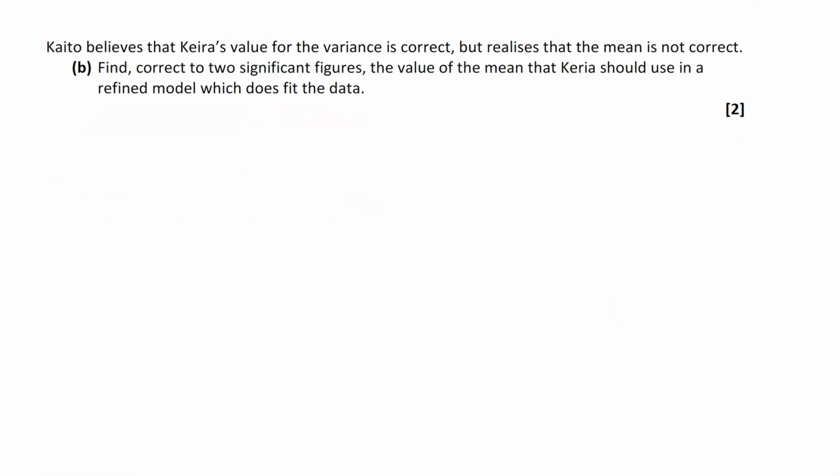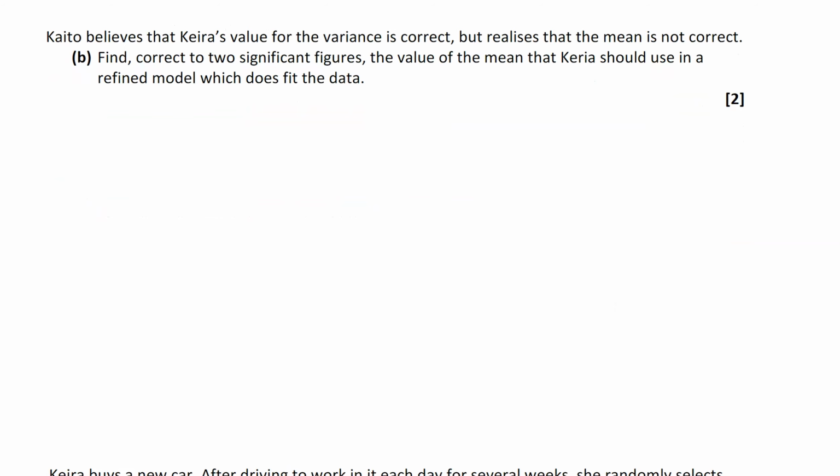So Kato believes that Kira's value for the variance is correct, but realises the mean is not correct. So for our model, what this means is we don't know the mean, but we know the variance is still 4. Now in these cases where I don't know the mean, or if I don't know the standard deviation, I need to look at this in terms of the standard values to help me work out what the mean is. So when we talk about the standard values for our standard normal curve, this is where the mean is 0 and the standard deviation is 1 every single time.